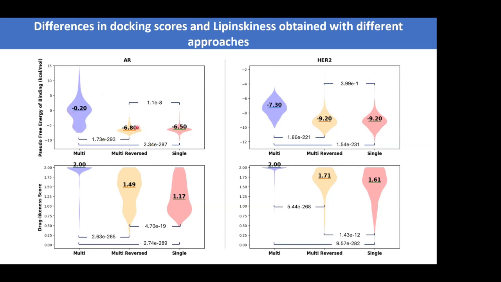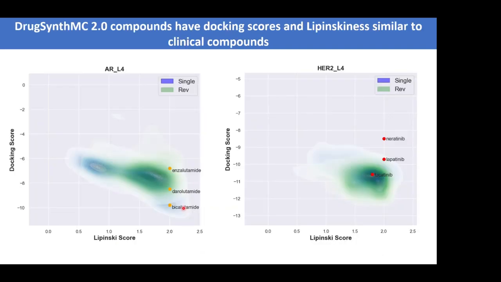On the other hand, if we compare the multi-policy, where we consider first docking, then Lipinski's rule, and the single policy where there is only binding, we can see that the binding affinities are similar between the two. But in the case of the single policy, the Lipinski scores are lower. So we still do improve the quality of the compound by using the multi-policy, so both binding and then Lipinski.